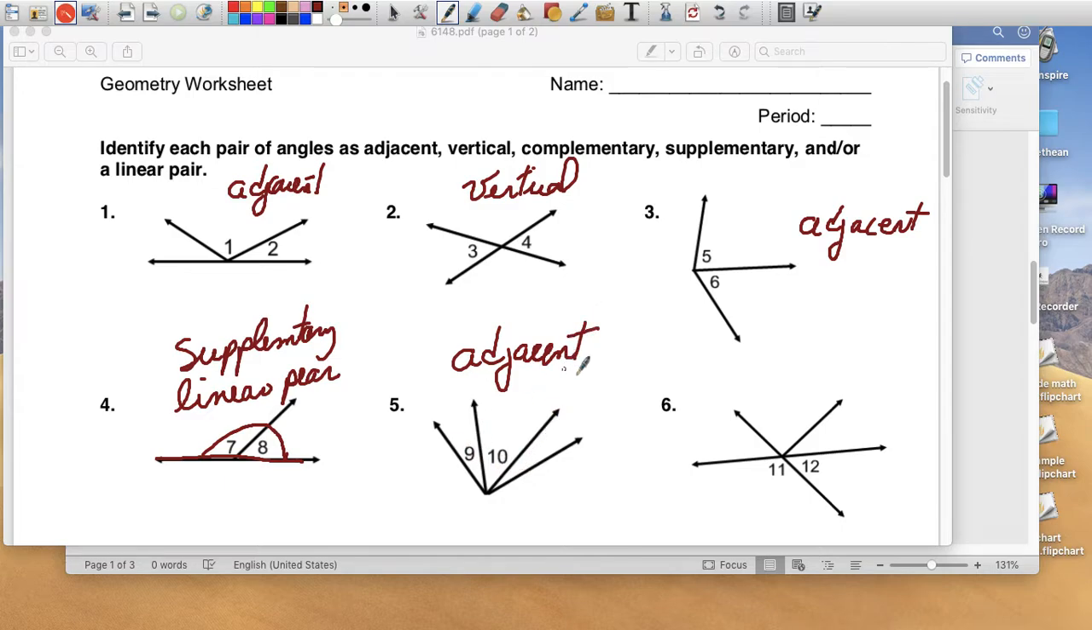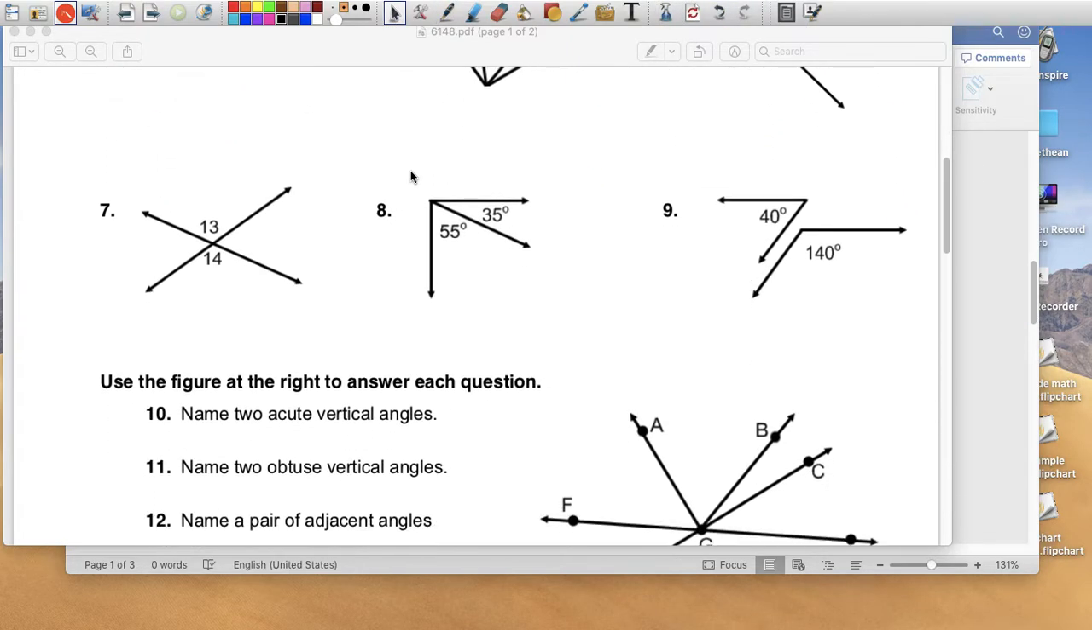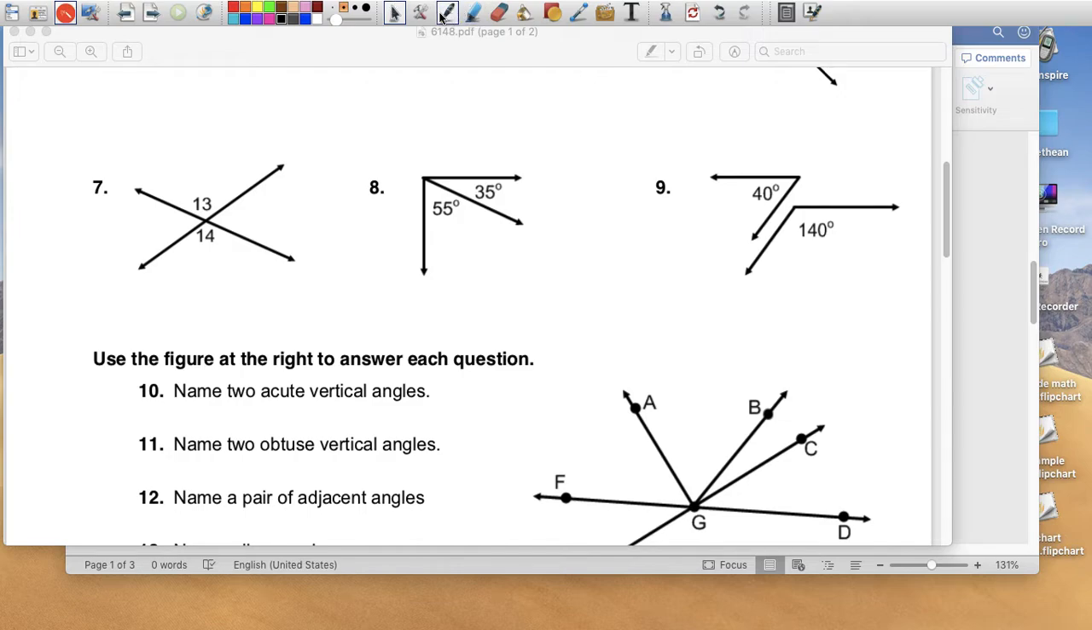They're side by side. 11 and 12, again, focus on the straight line, which means this whole thing is 180. And if that whole thing is 180, 11 plus 12 is 180, so that makes it supplementary. Any two angles added that give you 180 are supplementary. And because they're next to each other and they share this ray over here, they are also a linear pair. 13 and 14, that's the easiest of all of them, vertical angles.